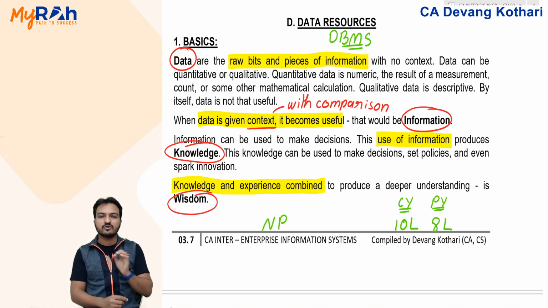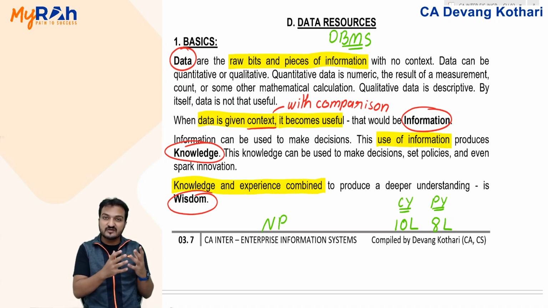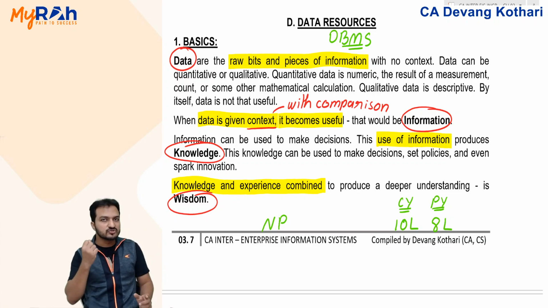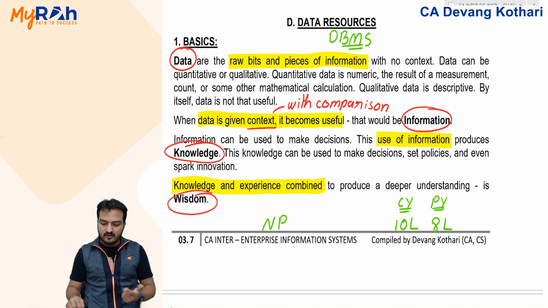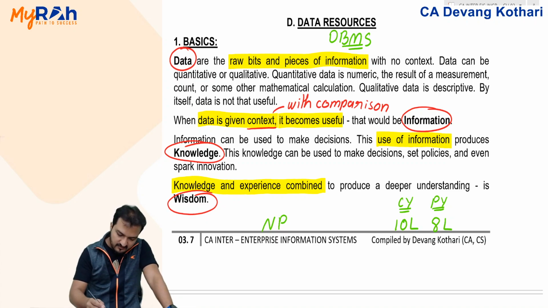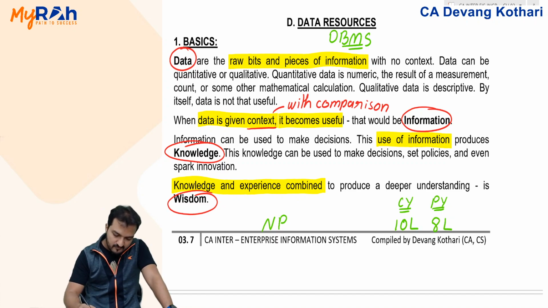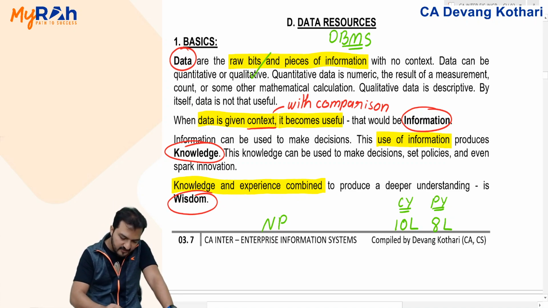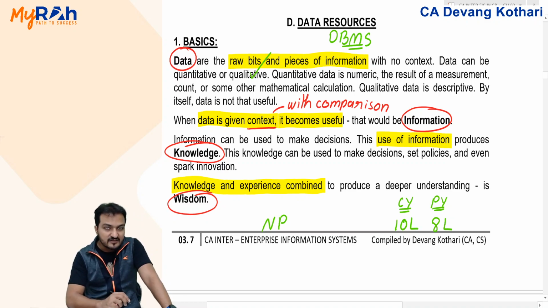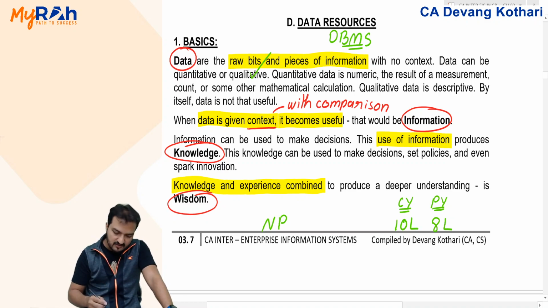Data means raw piece of information. Information means which is with some context. So data with some context becomes useful. Once it becomes useful, then it becomes information. So information is something that can be used, that is data used in comparison. So in short, data is a raw bit of information which does not make any sense. If it makes sense, it is called information.